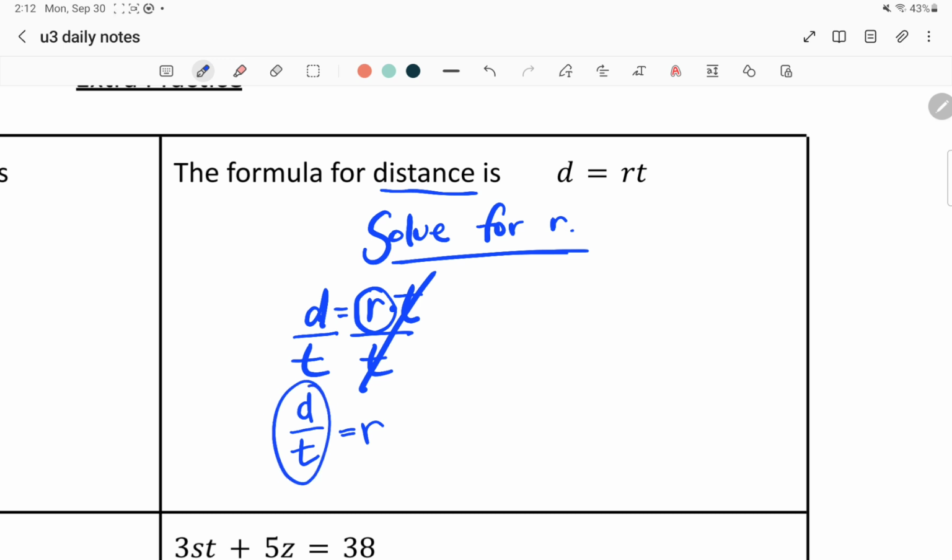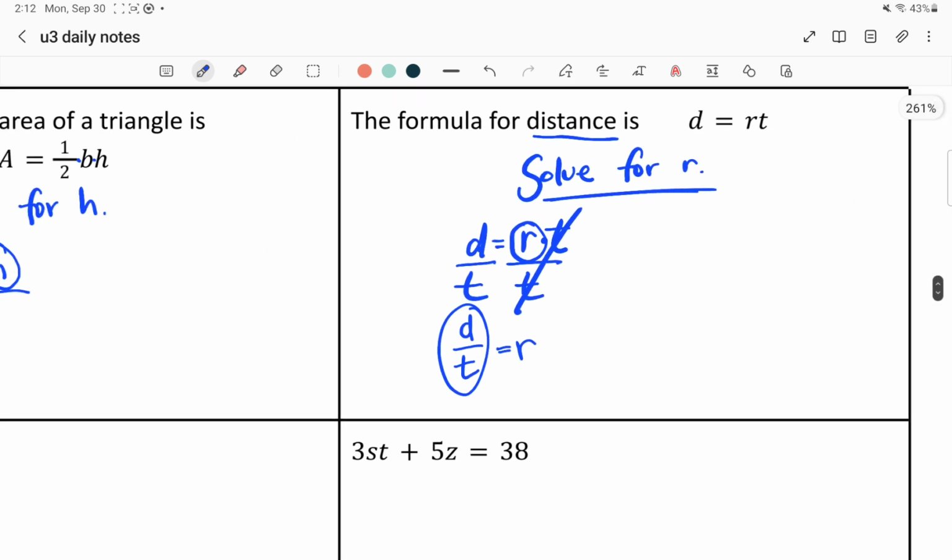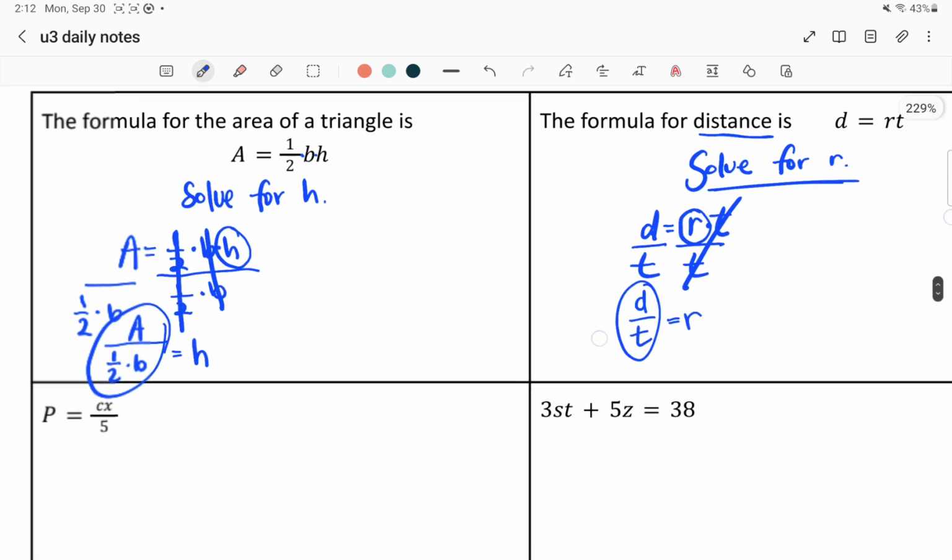Hopefully we're catching the pattern. And hopefully you're noticing that we don't have to do any calculator work because we don't have any numbers to put in. It's all just letters.